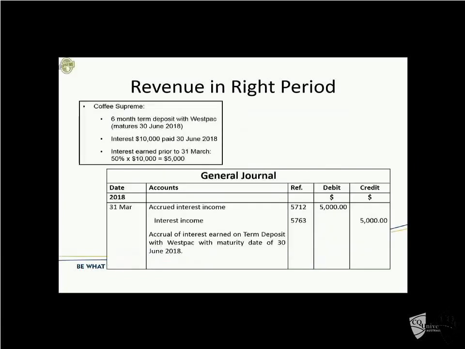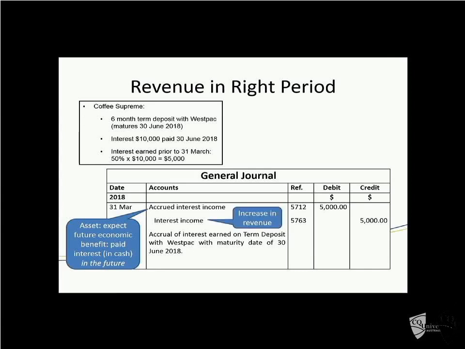So on balance date, the 31st of March, we're going to accrue that interest income. We'll recognise an asset, an expected future economic benefit. We expect to be paid this interest in cash in the future that relates to the last 3 months, where we've actually earned the interest but not been paid it yet. That's $5,000. And we'll also recognise an increase in revenue, interest income.